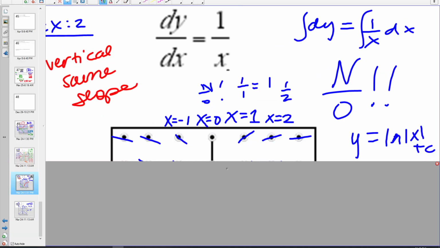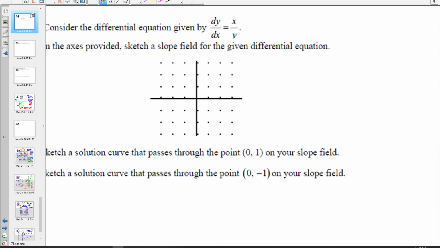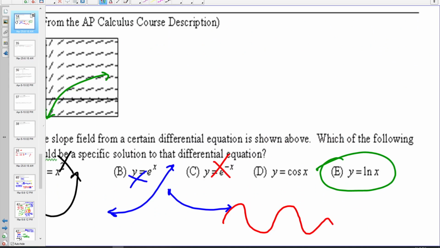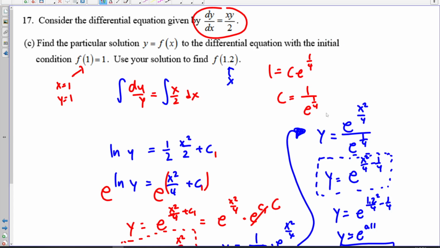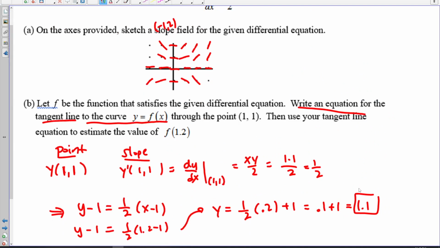Let's look at letter D. Compare your estimate of 1.2 in part B to the actual value of 1.2 in part C. What's your estimate? Is it an overestimate or underestimate? Okay, so analytically, I got 1.116. Using a tangent line, I got 1.1.